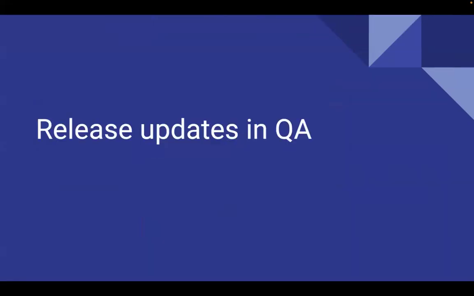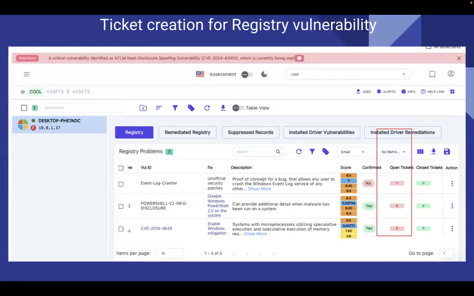A couple of release updates are in QA. This is not yet released, but it is coming up. Ticket creation for registry vulnerabilities: partners should be able to create a ticket for registry vulnerabilities. Earlier, you were able to create a ticket for normal vulnerabilities, but not the registry ones. Registry was missing from that bucket. So we are adding the ability to create a ticket even for your registry vulnerabilities, so you should be able to track and manage them efficiently.